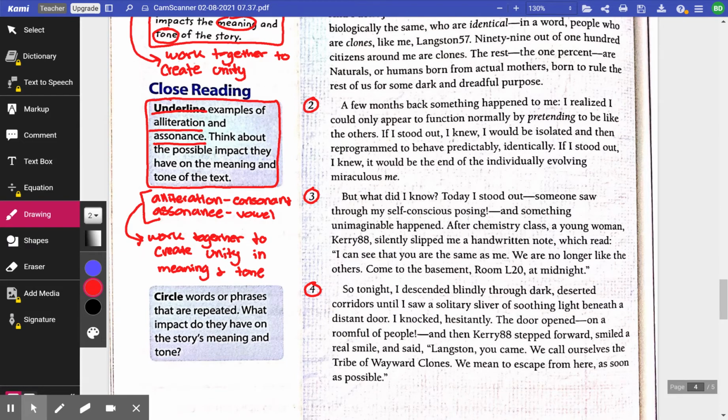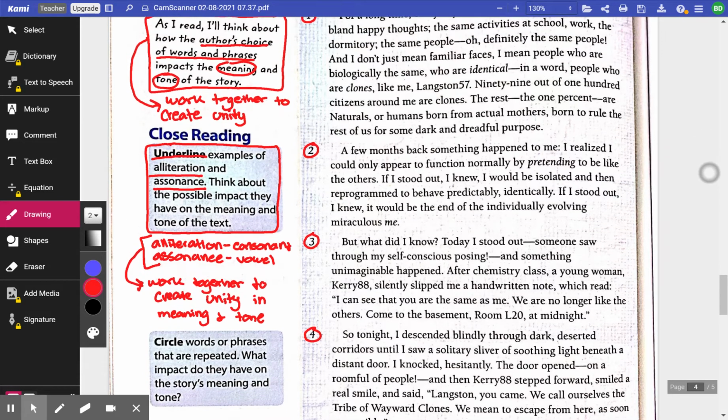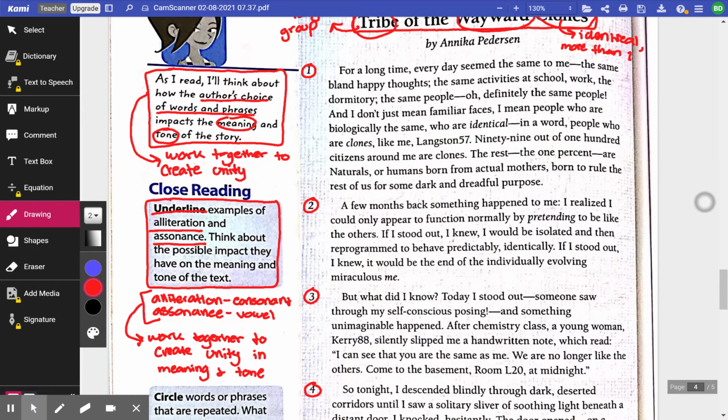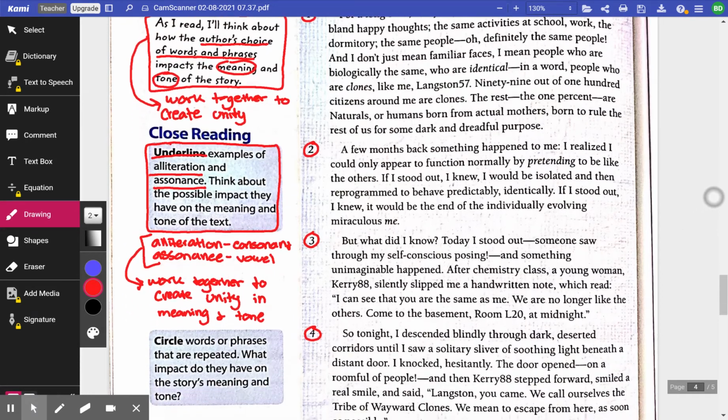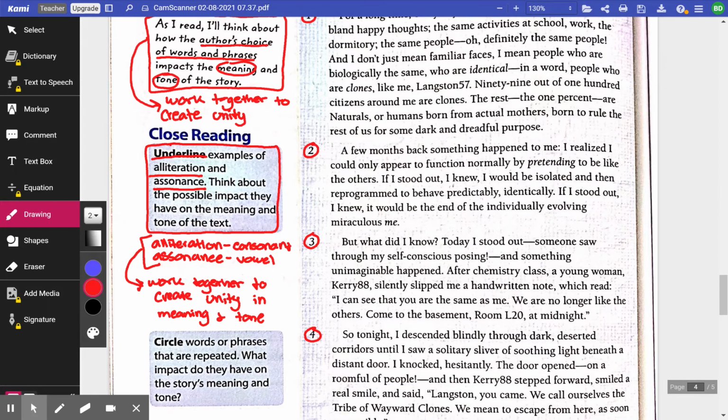So I want you to pause the video. I want you to go through the story, all 4 paragraphs, on your own, and underline those examples of alliteration and assonance that you find. So the repetition of consonant and vowel sounds. Remember what you've learned about alliteration and assonance, and now it is time to practice. Go ahead and pause the video and come back when you're done, and we'll go over the answers together.